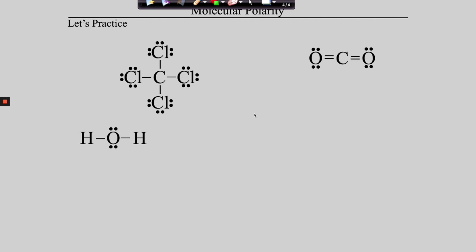Because guys, 4 domains, 2 are bonding. All you have to remember is that the unbonded electrons make these things bend. So what's a better way to draw this molecule? Like this. If it's bent, draw it bent. So go ahead and draw it.